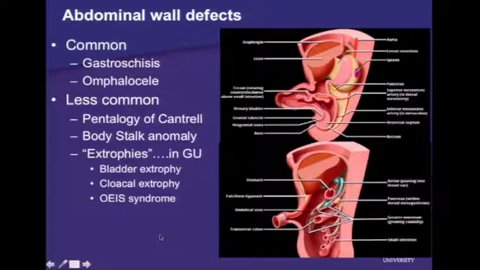Okay, shifting gears once again, we are now going to talk about abdominal wall defects. The common types are gastroschisis and omphalocele, and less common include pentalogy of Cantrell, body stalk anomaly, and exstrophy, especially in the GU system. So suffice it to say that the embryology of bowel is difficult. The small bowel herniates into the base of the cord and turns and comes back in and turns again as the abdominal cavity makes room for bowel.